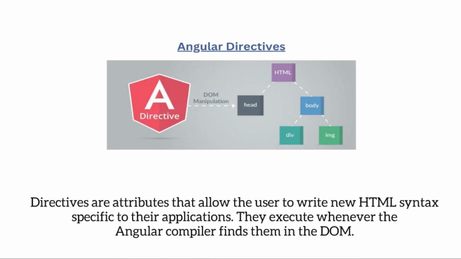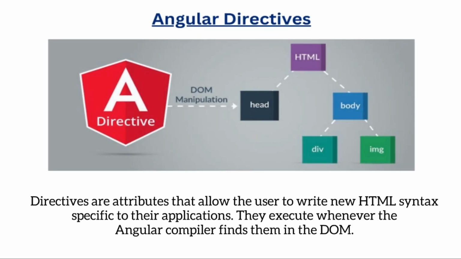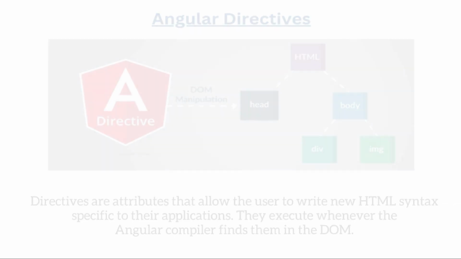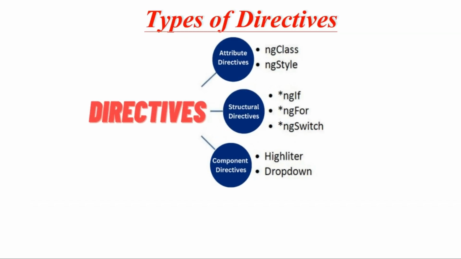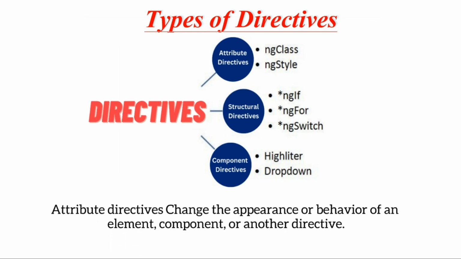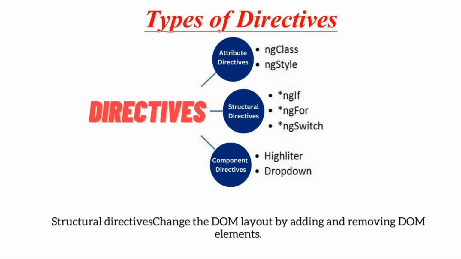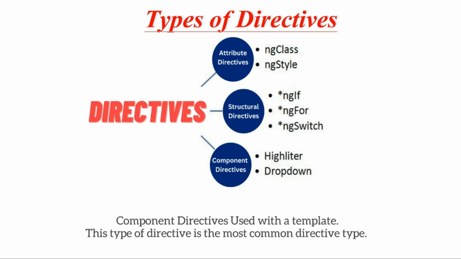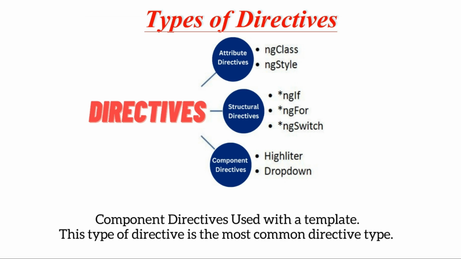Directives are attributes that allow the user to write new HTML syntax specific to their applications. They execute whenever the Angular compiler finds them in the DOM. Angular supports 3 types of directives. Attribute directives change the appearance or behavior of an element, component, or another directive. Structural directives change the DOM layout by adding and removing DOM elements. Component directives are used with a template. This type of directive is the most common directive type.